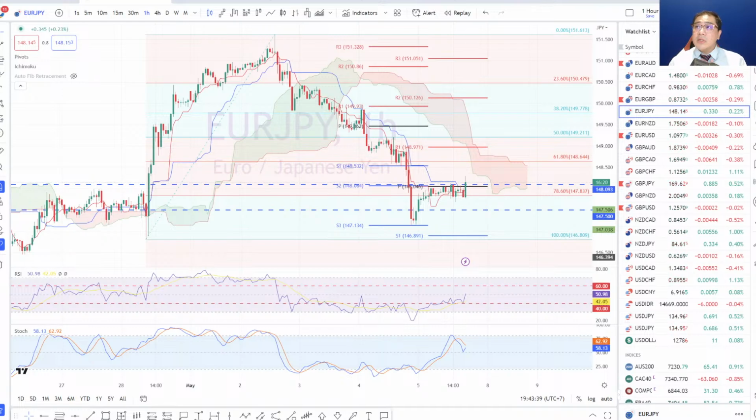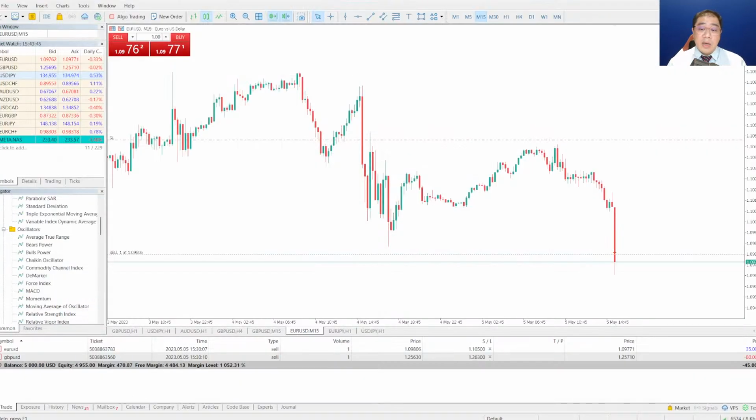No volatility, only got $13. You can get $13, you can get $1.30, you can get $130. I don't know, depending on your lot size, obviously. But yeah, this is a little bit lackluster, I'll be honest with you.